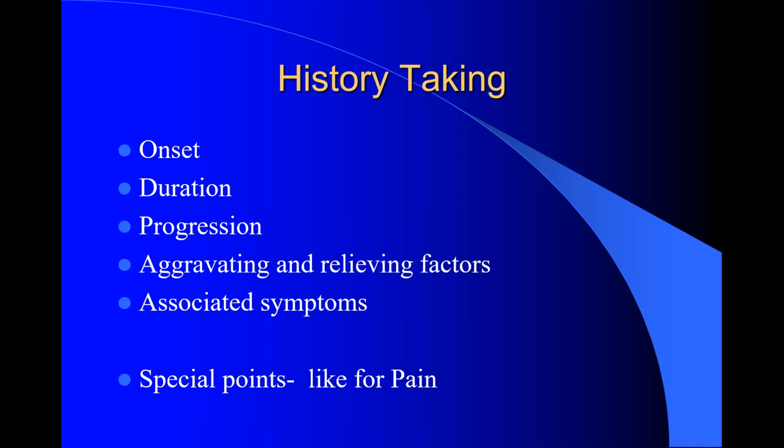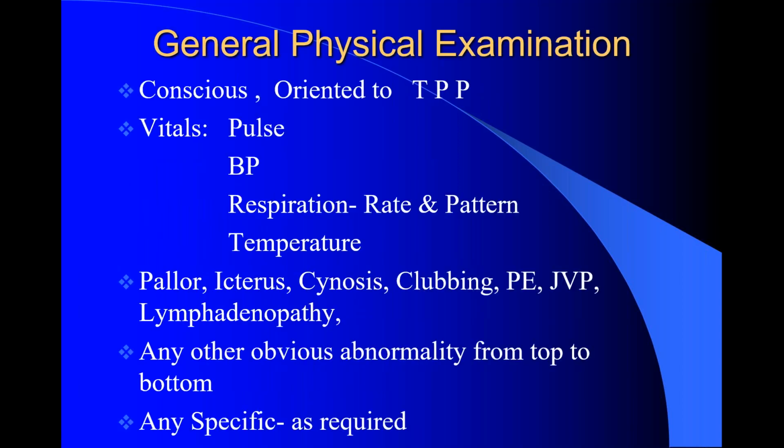Suppose you have to take the history of pain. In that case, onset, duration, progression are okay. But for that, you also have to consider other points like site, severity, radiation, character. These are specific to pain. On these points you will take history, and you will not miss anything. Otherwise, you will miss something or the other. So these are the basic points that you will cover in history taking.